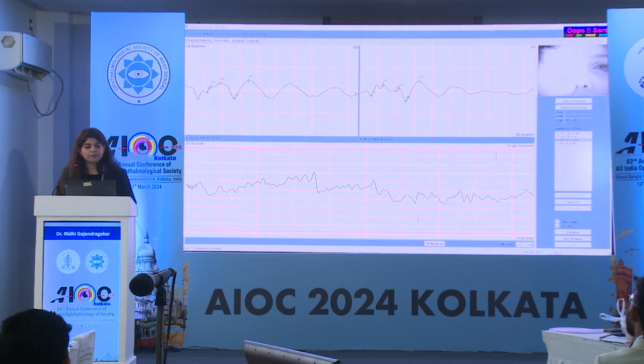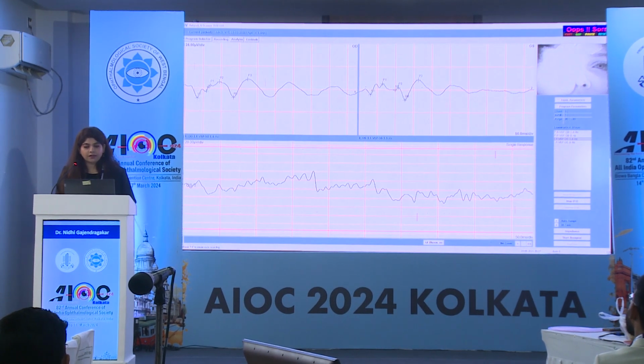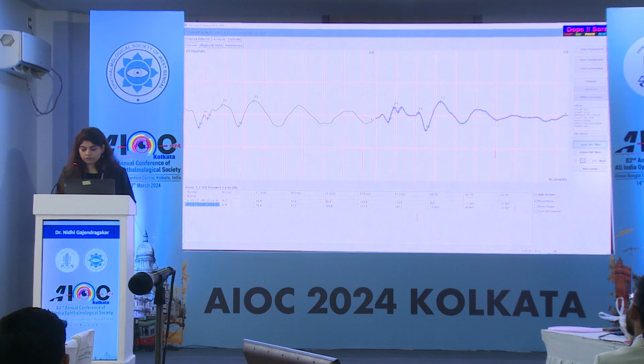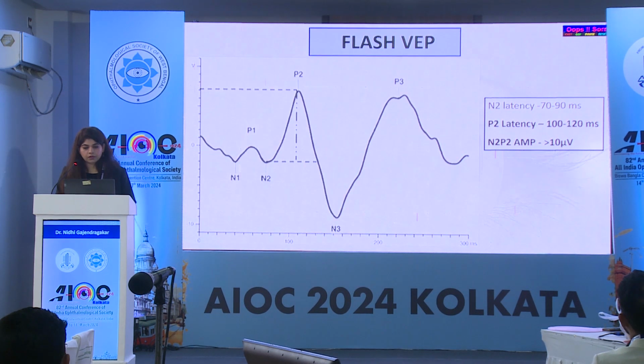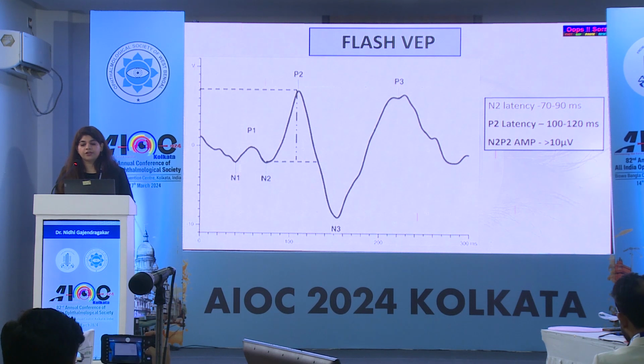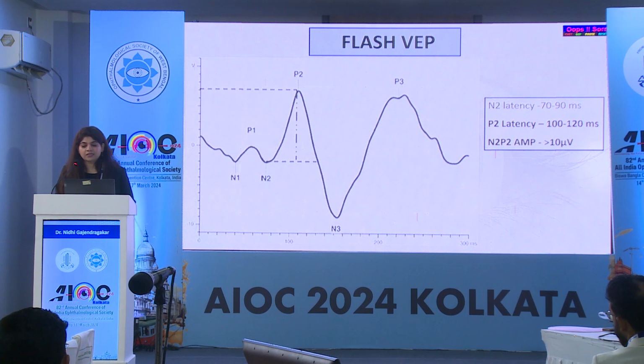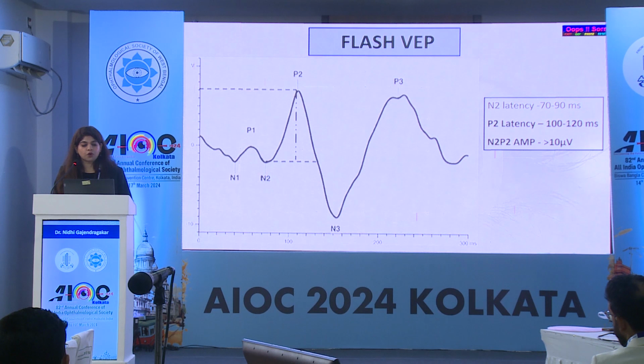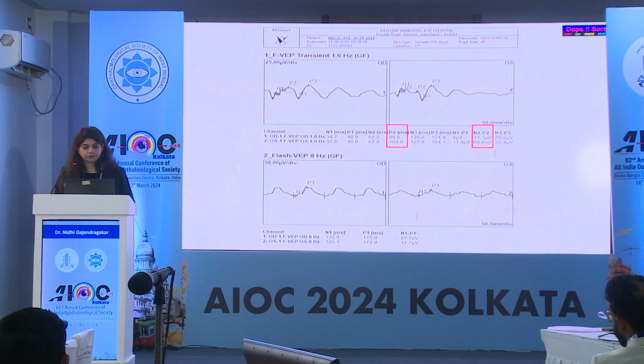Here we can adjust the peaks and troughs of the waveform to get more prominent waves. Here also we have multiple negative and positive waves. The most important here are the P2 and N2. P2 latency is normally 100 to 120 milliseconds, and the N2-P2 amplitude normally should be more than 10 microvolts. So this is how the output will look. What we need to see majorly is the N2-P2 and the P2.